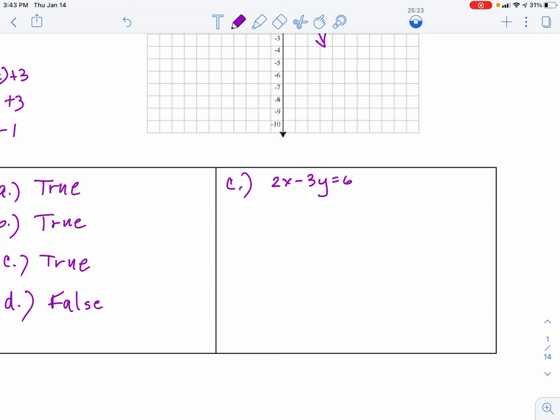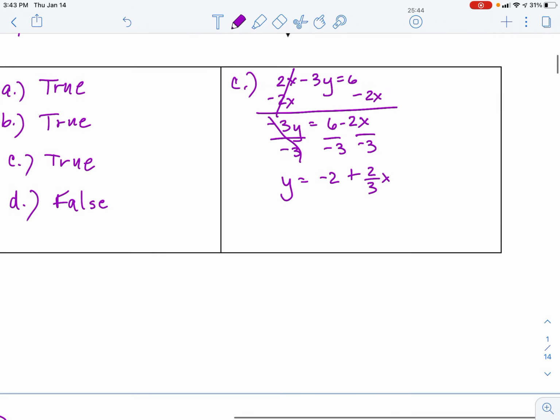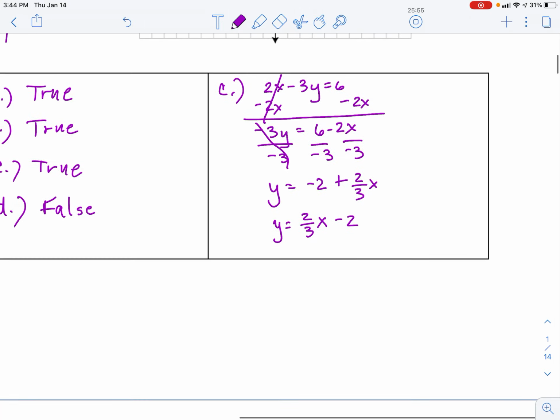Okay, so we're going to isolate y or solve for y. So I'm going to move this 2x over here. I have negative 3y equals 6 minus 2x. We are going to divide by 3 to isolate y. So we end up with y equals negative 2 plus 2/3 x. We are going to just rearrange this to put the x term first. So we'll have y equals 2/3 x minus 2.